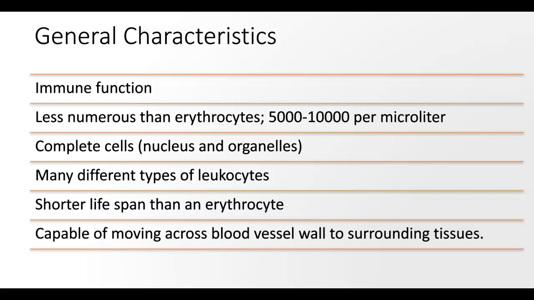They have a shorter lifespan than an erythrocyte, and they are capable of moving across blood vessel walls to surrounding tissue. And this is really important because foreign material like bacteria, fungus, and viruses aren't always located within our blood vessels. They're in our tissues. So the fact that these white blood cells can come and go in and out of vessels, arteries, and veins is a really important characteristic in helping their immune function.